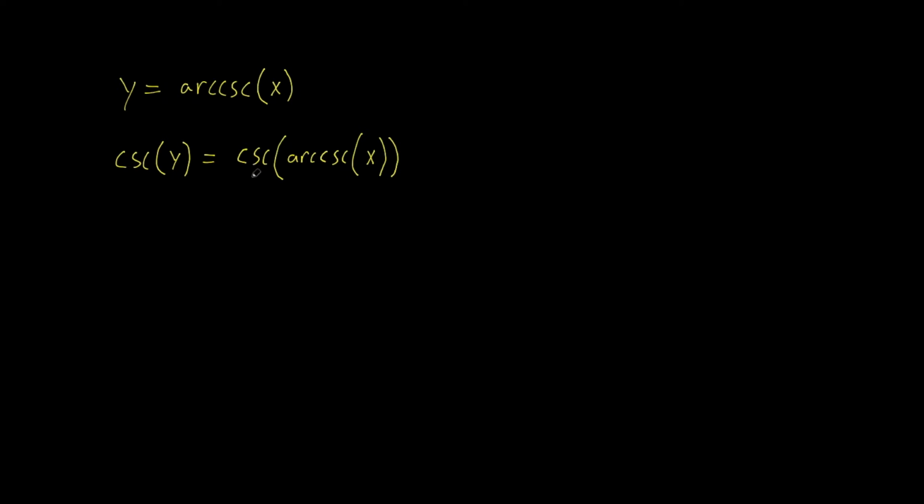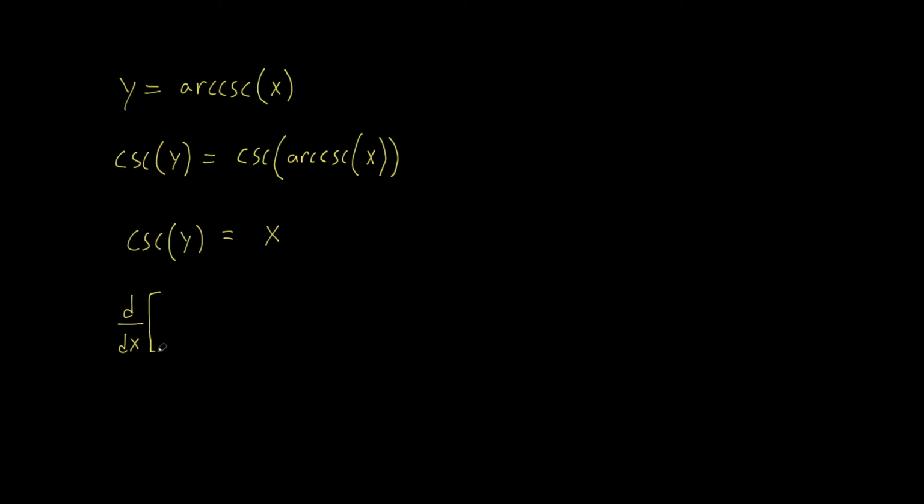Now, the cosecant of arccosecant of x is just going to be equal to x because cosecant and arccosecant are inverse functions and they're just going to cancel each other out. So we have cosecant y equals x. Next step is going to be to take the derivative of both sides with respect to x.